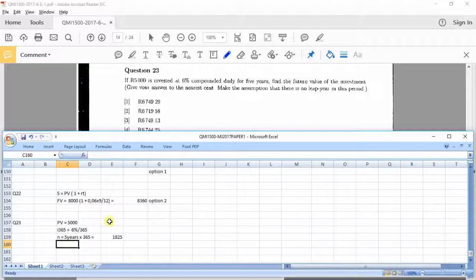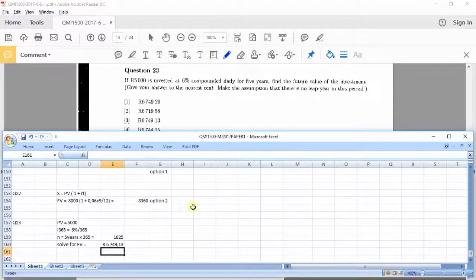Find the future value of the investment. Assume there's no leap year, so no leap year means 365 days a year. Solve for FV. You type that into a calculator: equals FV, brackets. What is my rate? My rate is 0.06 divided by 365. My N is that. My payment is nothing. My present value is minus 5,000.